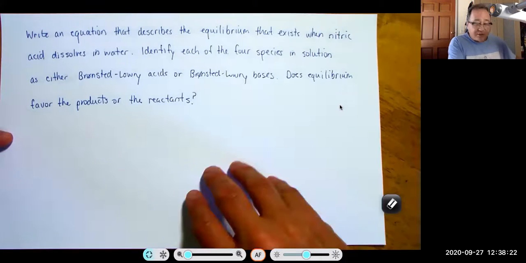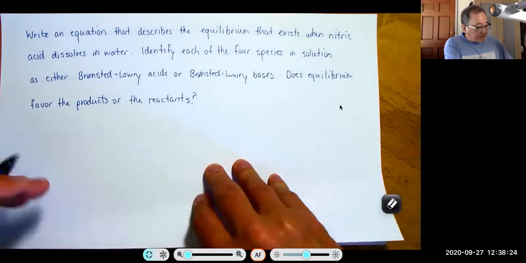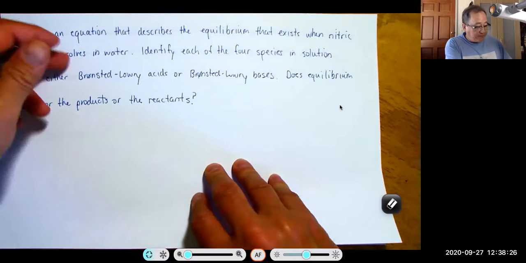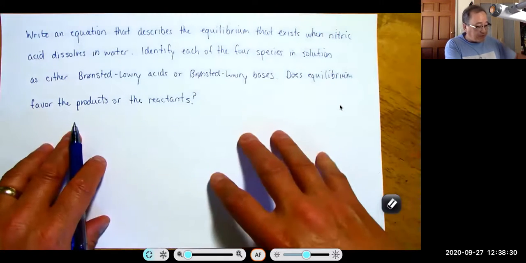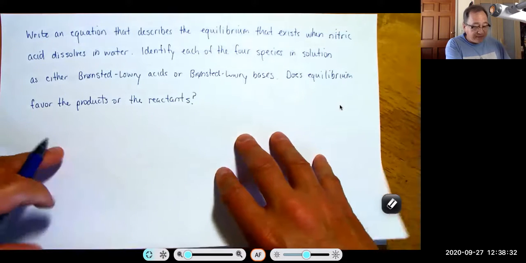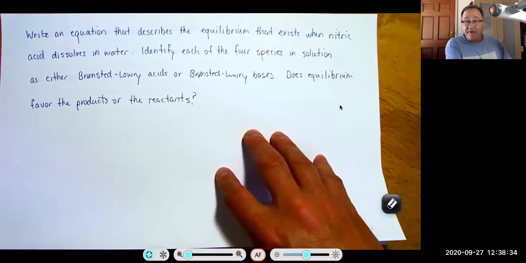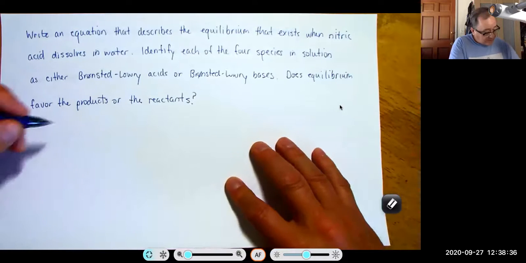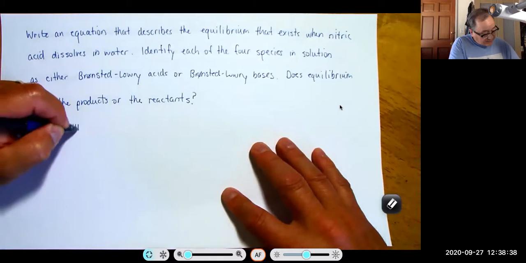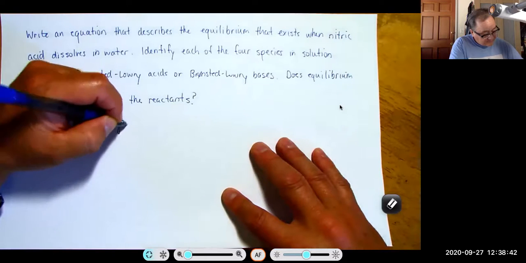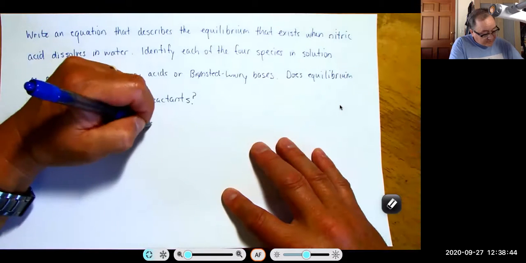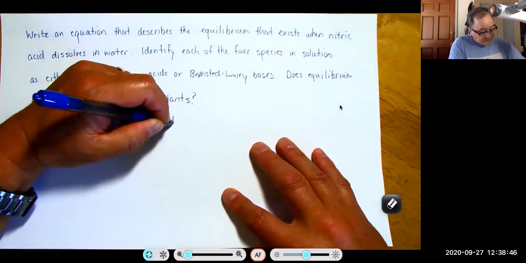Write an equation that describes the equilibrium that exists when nitric acid dissolves in water. Identify each of the 4 species in solution as either Bronsted-Lowry acid or Bronsted-Lowry base, and does equilibrium favor the products or the reactants? First of all, we have to know that this is a strong acid. So we have complete dissociation, or almost complete dissociation.